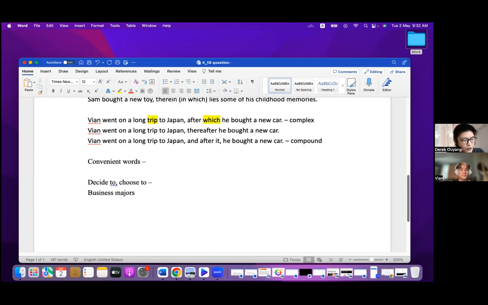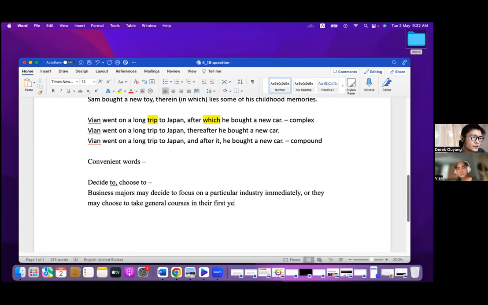if I say, business majors may decide to focus on a particular industry immediately, or they may choose to take general courses in their first year. Can you understand the sentence? Business majors. Yes. Okay. Now, Vian, if I tell you, I don't like decide. I don't like choose. Do you have any other words that we can change them to?